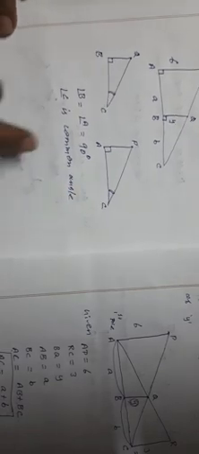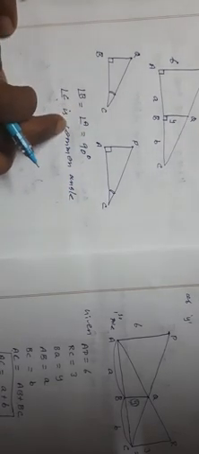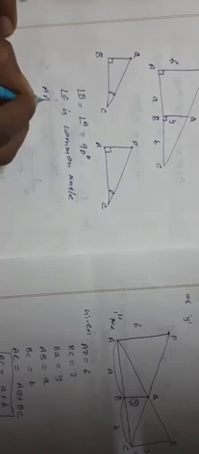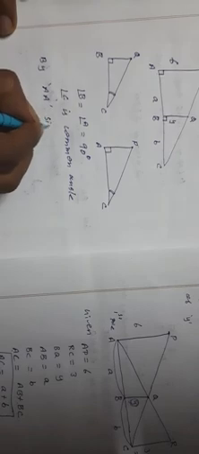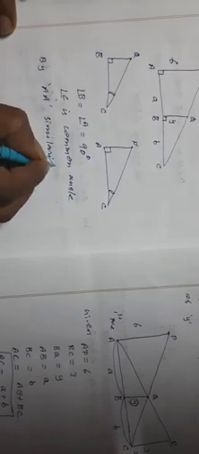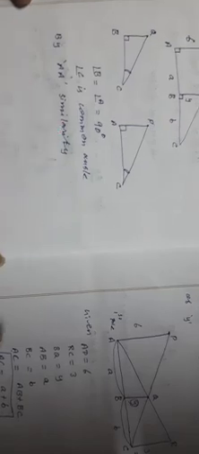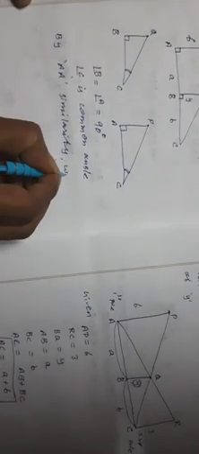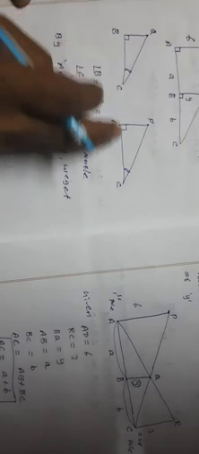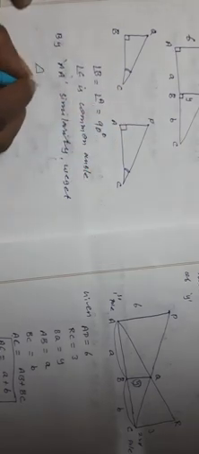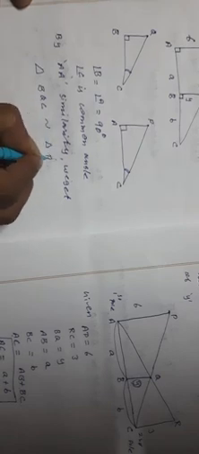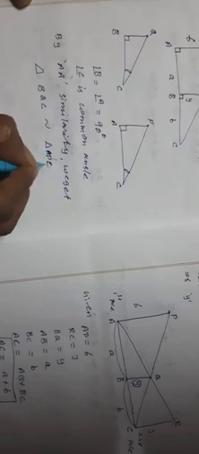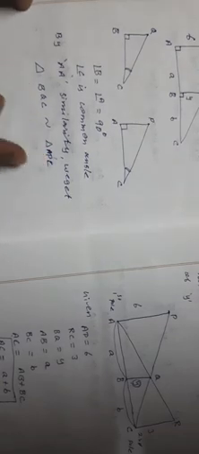So common angle. Two angles are equal, so we can use AA similarity. By AA similarity we get these two triangles are similar. That is, triangle BQC is similar to triangle APC.